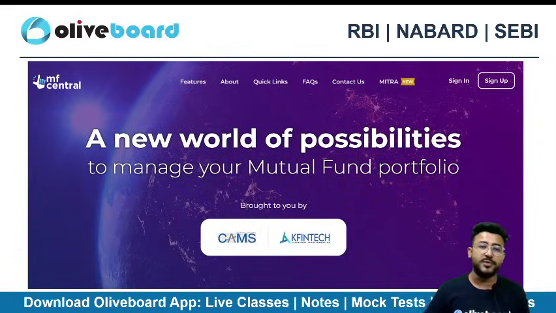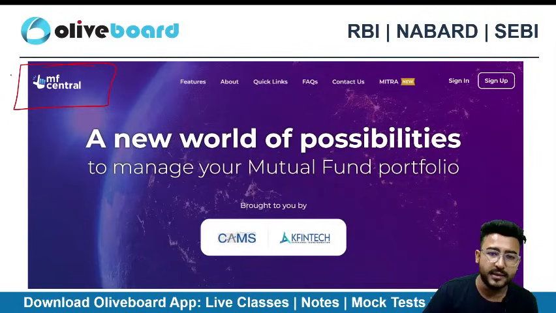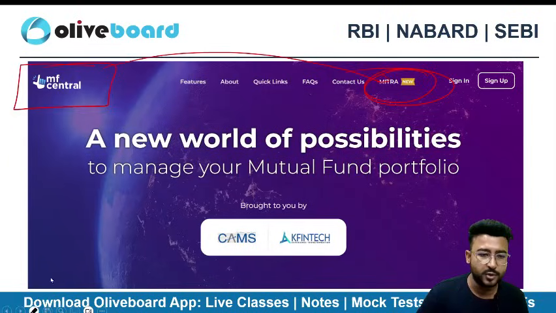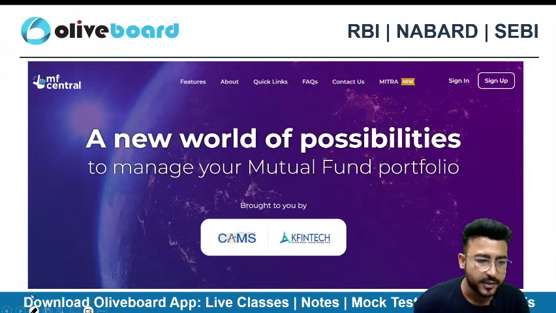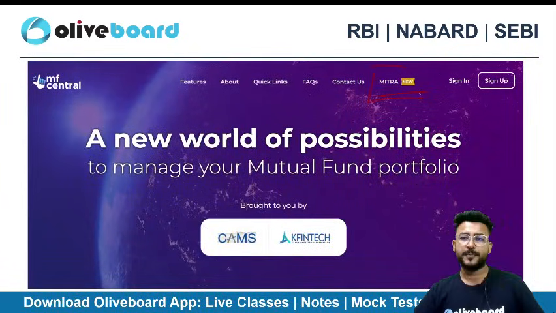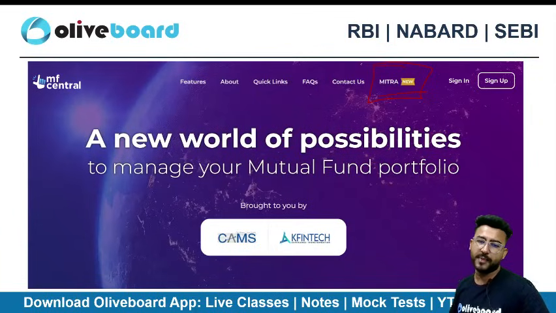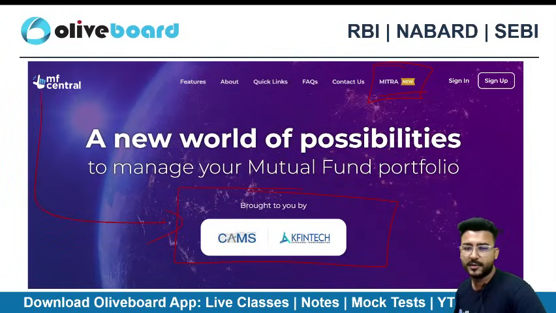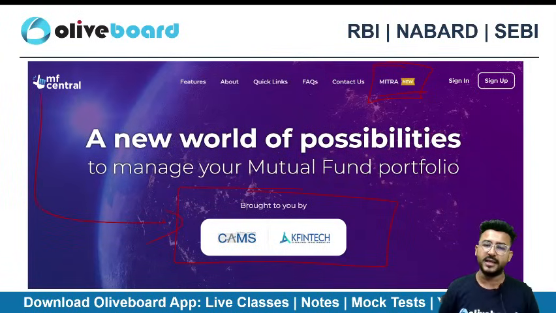And this is the Mutual Fund Central platform where you will find Mitra, where you will find the link to access the Mitra platform, right? You do have it on the SEBI website, you do have it on AMCs, everywhere the link of the Mitra platform will be there. So you can easily access this particular platform. Have a look. Brought to you by CAMS and K FinTech. So this MF Central is also a collaboration of CAMS and K FinTech.